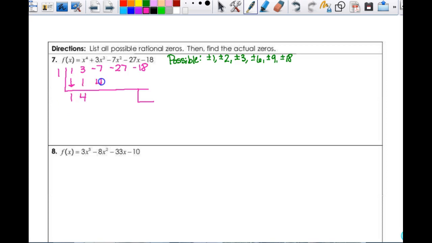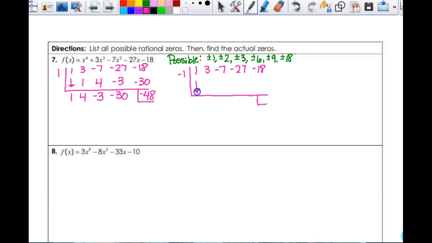So, this one. All right, so is this a 0? Does 1 work? No. Did I do something wrong? That's right? Okay. All right. So then that one doesn't work. So I'm going to try negative 1. Same numbers I'm using here: 1, 3, negative 7, negative 27, negative 18.